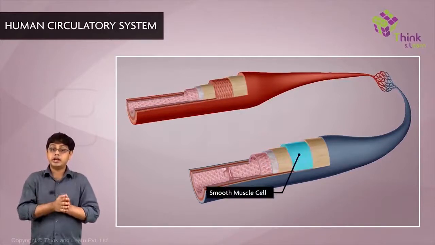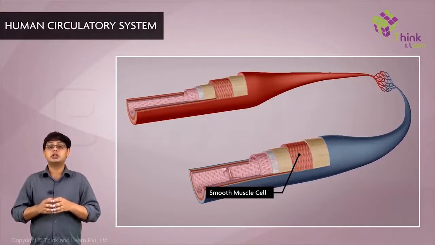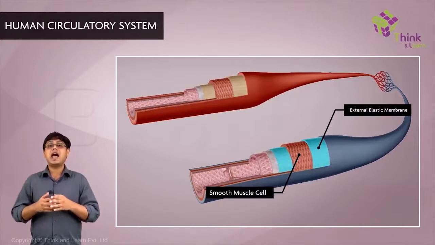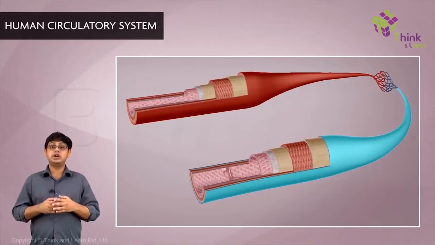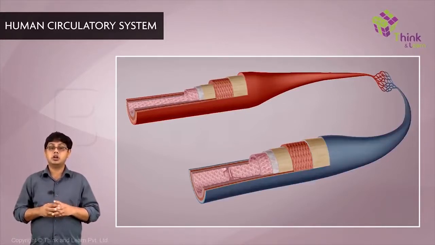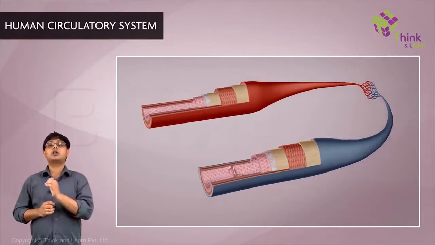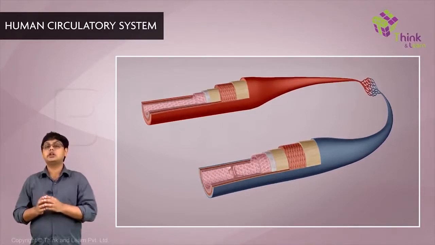The tunica media is made up of smooth muscle cells arranged in concentric pattern which lies in between the external elastic membrane and the smooth muscle layer. The tunica externa is made up of longitudinally arranged fibers of collagen. Obviously, arteries and veins carry blood at far different pressures, so the structure of their walls differs slightly.